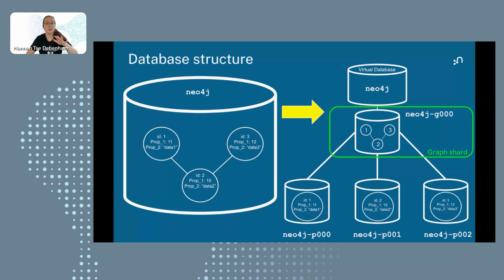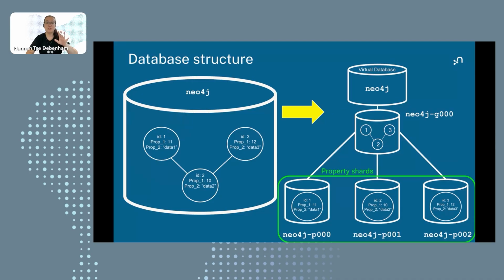To go more into the architecture, we call this middle layer the graph shard. It contains the graph structure, which is to say how the nodes and relationships are connected. But it no longer contains any property values other than node and relationship IDs and all of the labels and relationship types associated with the entities, but no properties.